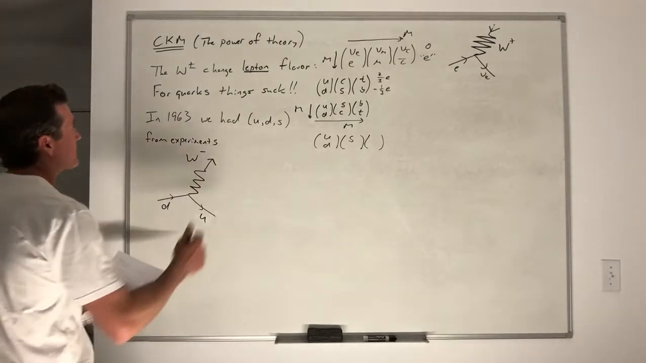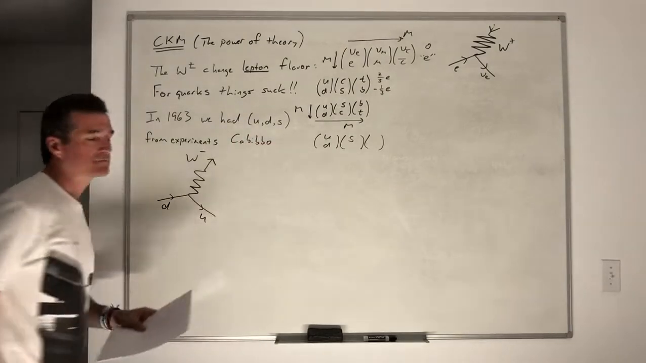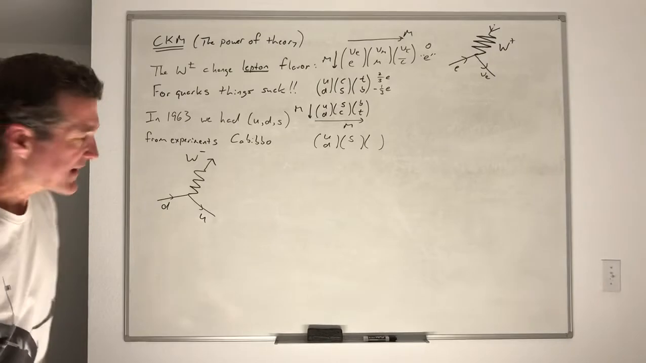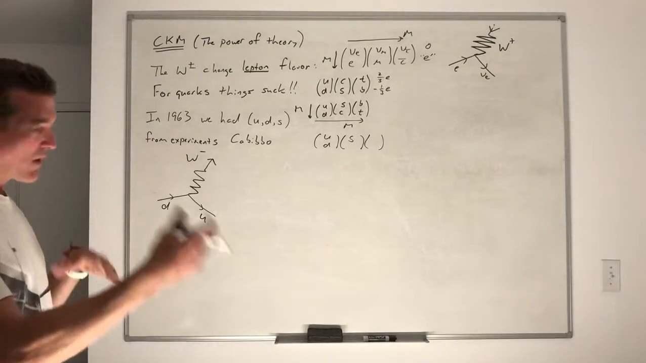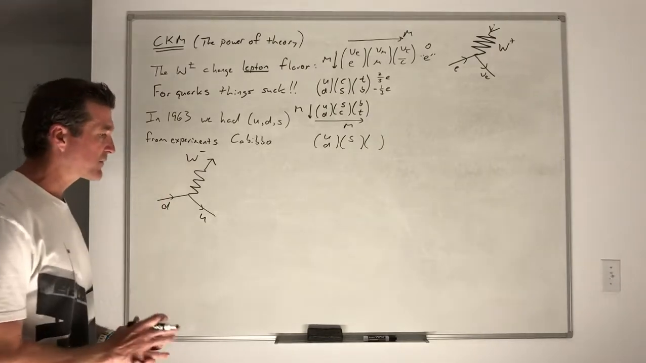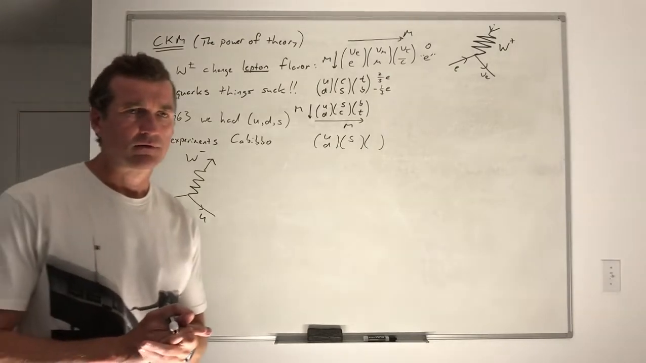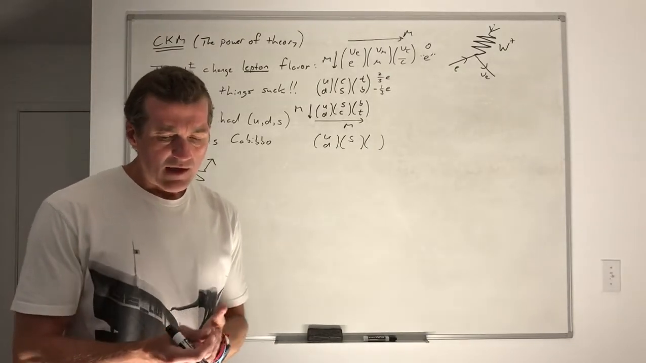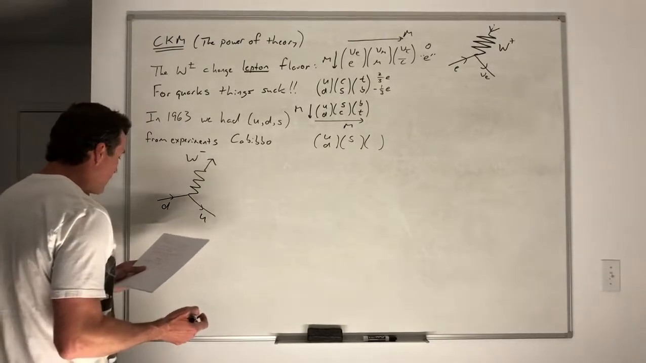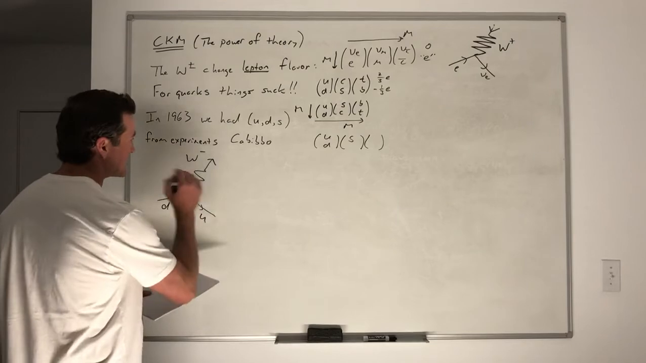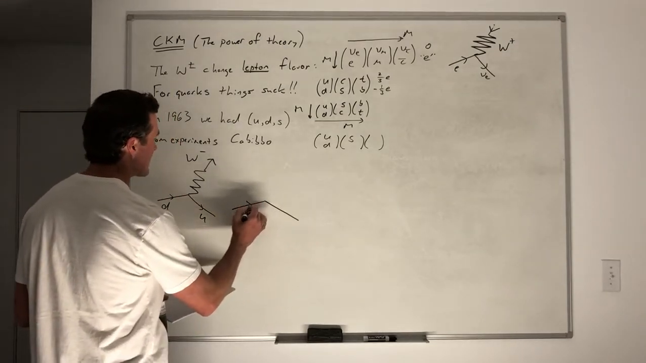But a guy named Cabibbo realized that this contribution to the diagrams, and the quantities that he calculated and compared to the experimental results, was not giving him the right answers. And so what he proposed was the following. What he proposed was that in addition to this diagram, there also existed this diagram.